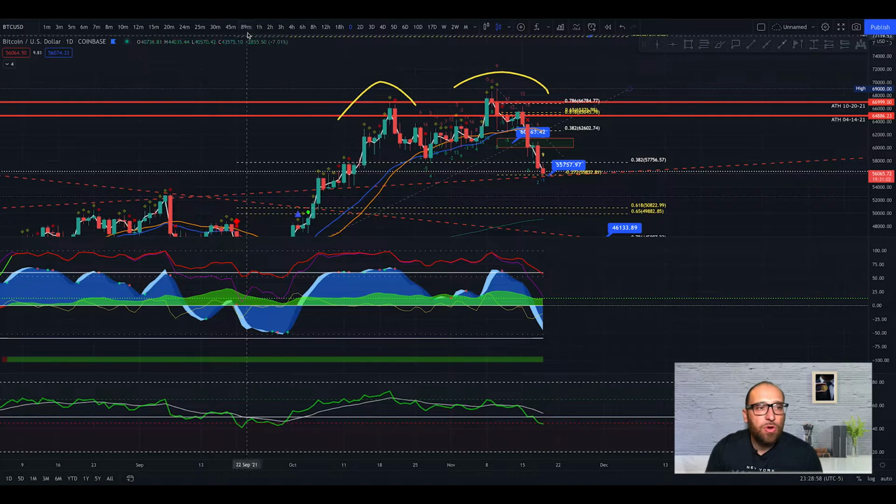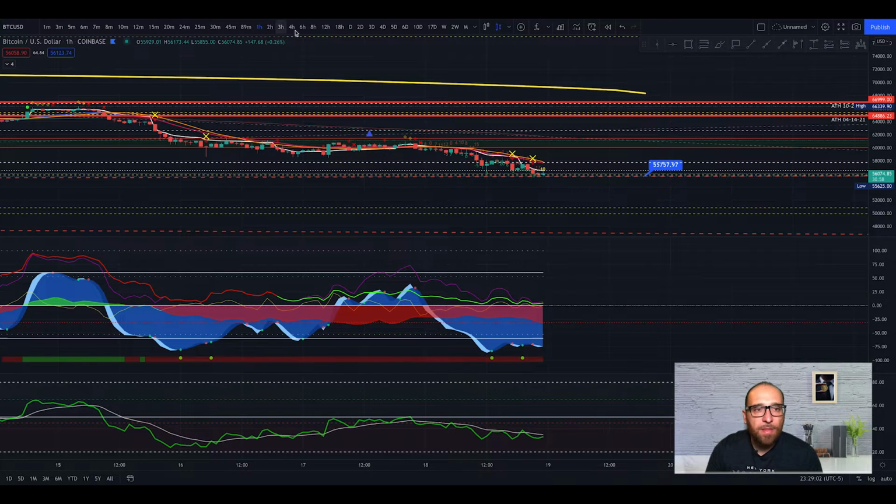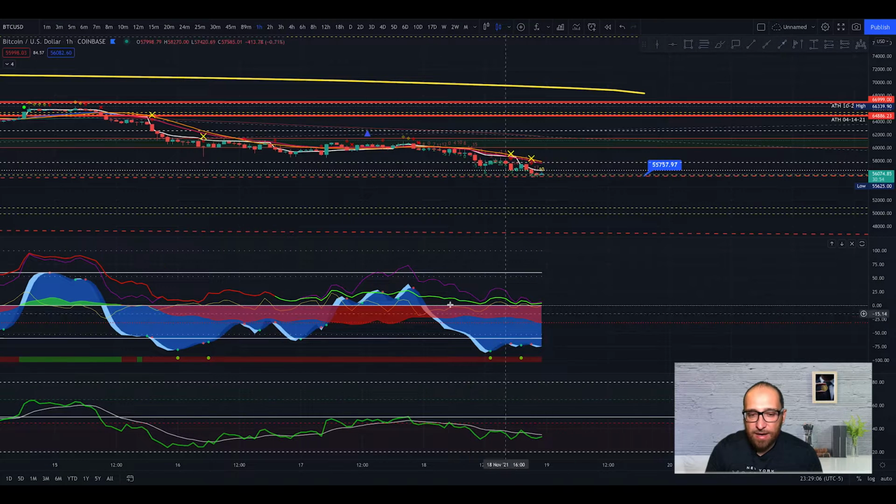Okay. If we look at the 1 hour chart, we are in red, very red. The stochastic is very low, the RSI is in green, oversold. The VWAP is trying to make a lower high every time. This is good, but it's still too red in 1 hour.